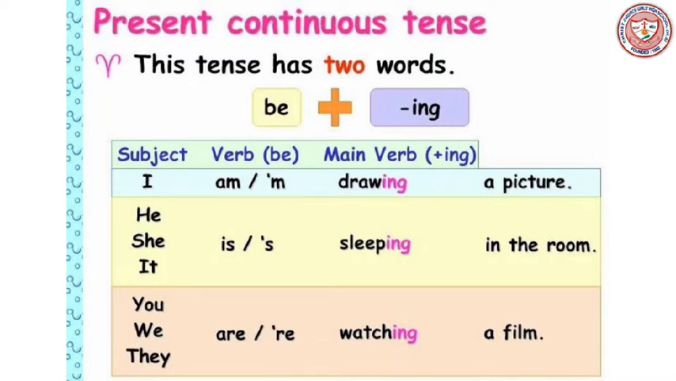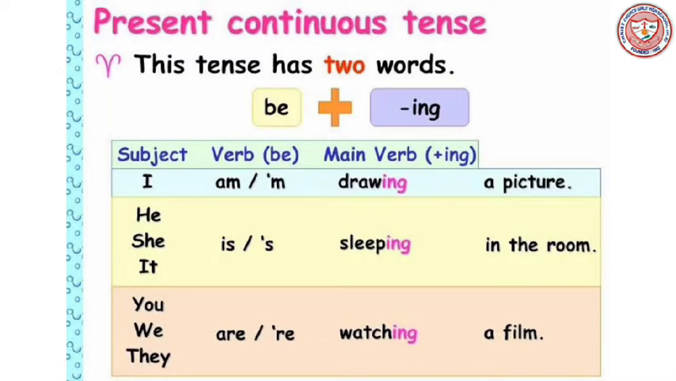Next, you, we, they. We always use are with you. So you are watching a film. Then we, plural subject, we are watching a film. They are watching a film. So right now, what are they doing? They are watching a film.